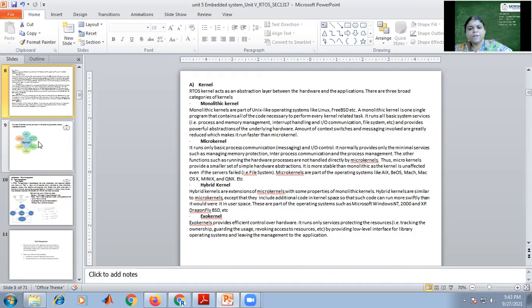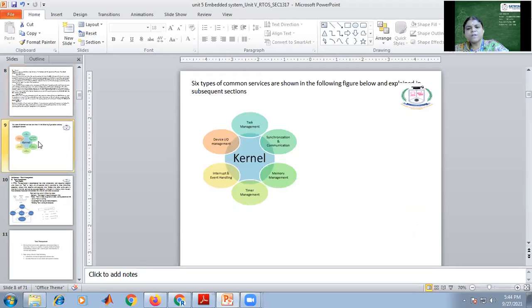And there are different types of kernels. One is the monolithic single program kernel. Next are micro and hybrid. Finally, exokernel. You even have nano kernels. Each one has its own advantages and disadvantages. After this, what we are going to learn all relates to the kernel, which has different services: task management, synchronization, memory management, timer management, interrupt handling, and device input output management.